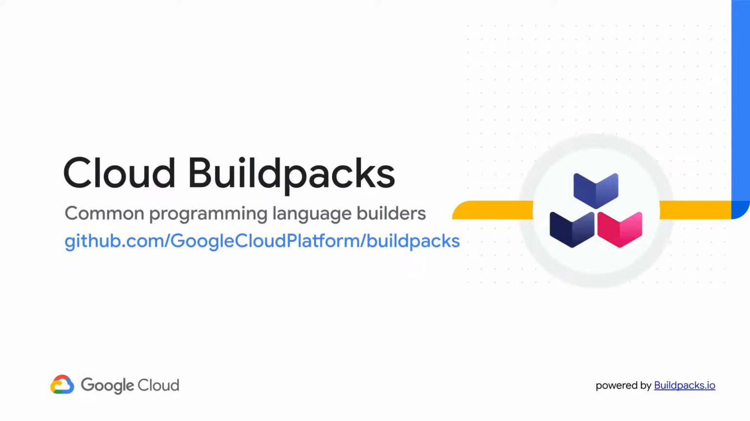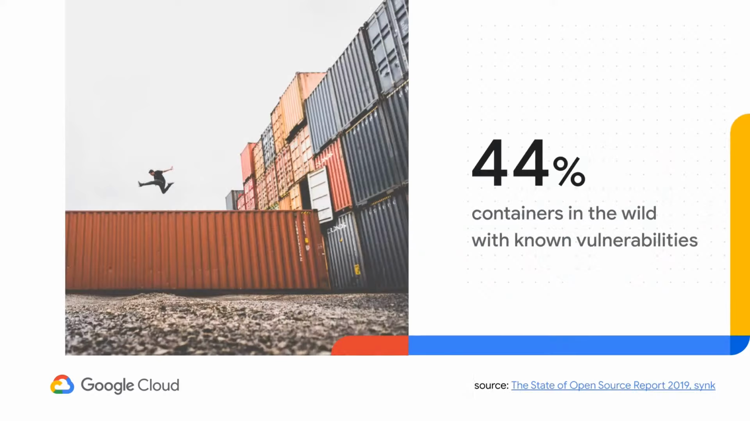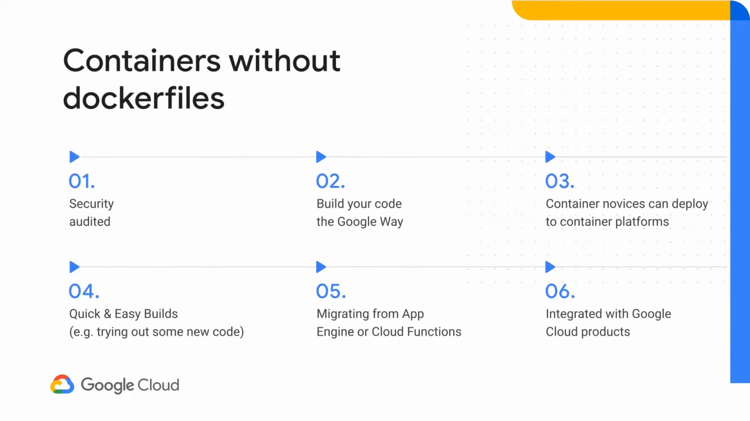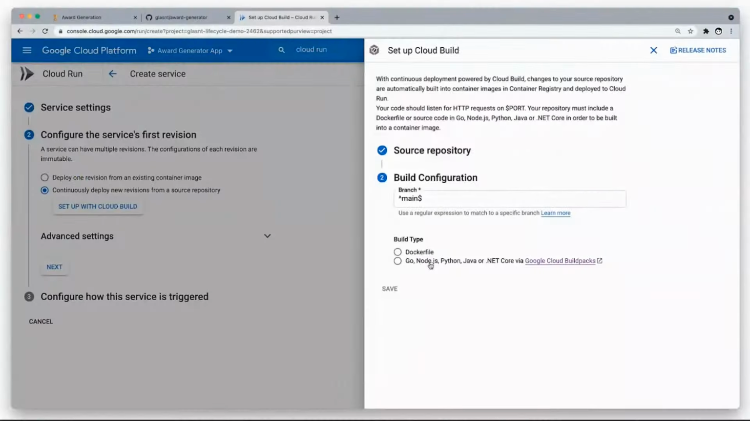Well, what are buildpacks? Buildpacks allow me to create an image without having to write a Dockerfile in a number of common programming languages and using common development tools for those languages. A 2019 study showed that 44% of containers scanned in the wild had known vulnerabilities or unpatched components. By using Cloud Buildpacks, you can rely on security audited containers, allowing you to quickly use containers without worry. Buildpacks are used all throughout Google Cloud and are supported by many of its products, including, as we're seeing, Cloud Build. I'll select my build type, and I'll also open up the documentation for later.